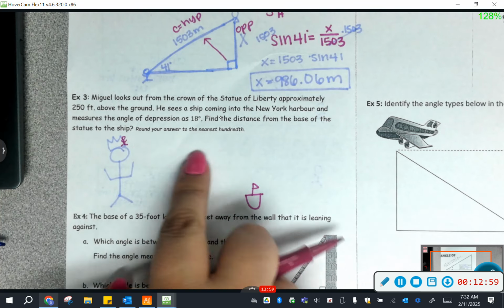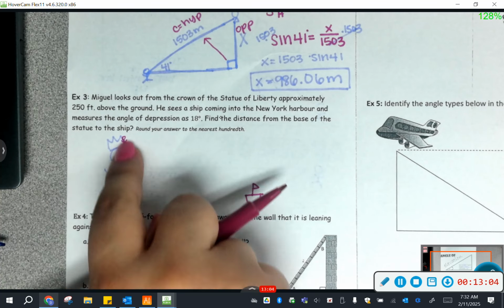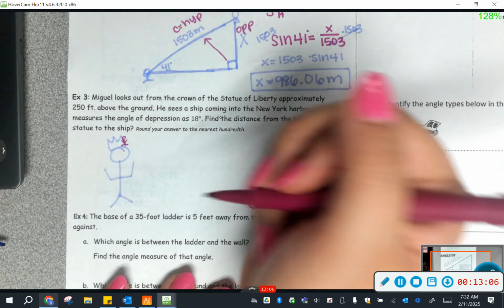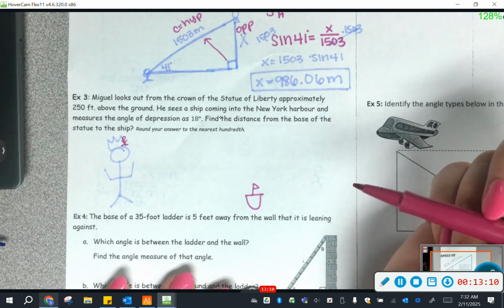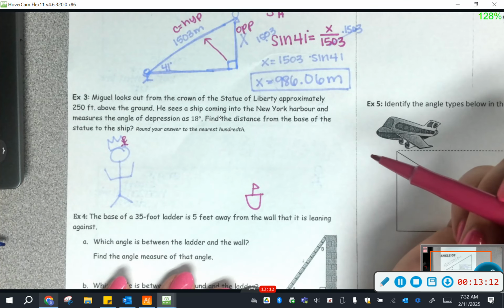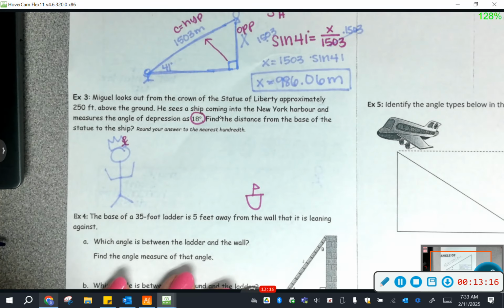Oh, wait. How high above ground is he? 250. Where do I put the 250? Well, we'll get to that. It's going to be the vertical line, right? He sees a ship coming into the New York harbor and measures the angle of depression as 18 degrees.